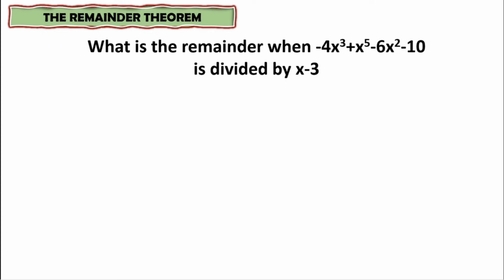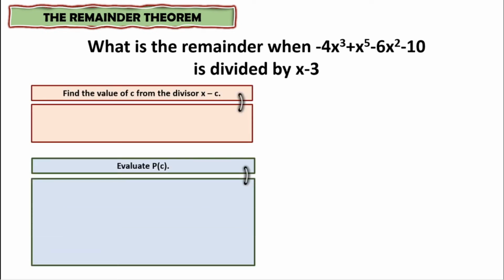To find the remainder using the remainder theorem, we simply find the value of c from the divisor at gamit ang obtained value ng c, we will evaluate the given polynomial. The divisor is x minus 3. We simply equate this to 0. So if x minus 3 is equal to 0, then x is equal to 3, or the value of c is equal to 3.